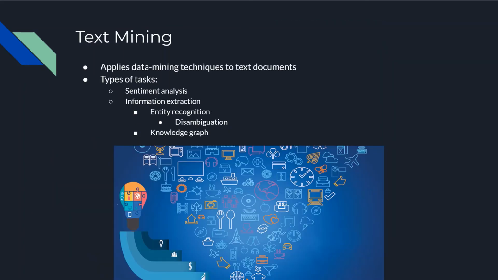The last thing that the book mentions about data mining is text mining. It applies data mining techniques to text documents. Types of tasks that text mining might do is sentiment analysis, which basically determines the positivity, negativity, or neutrality of elements throughout a document. And then there's also information extraction, which is pretty useful in a lot of areas. Information extraction creates structured information from textual descriptions.